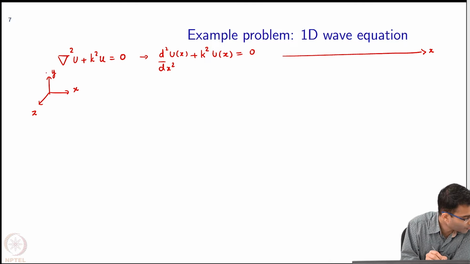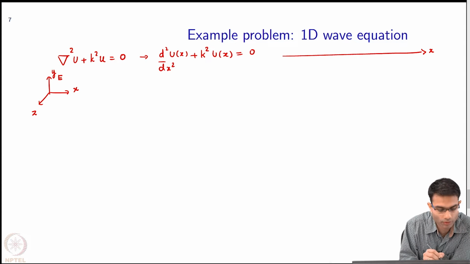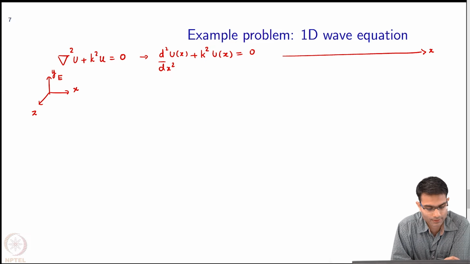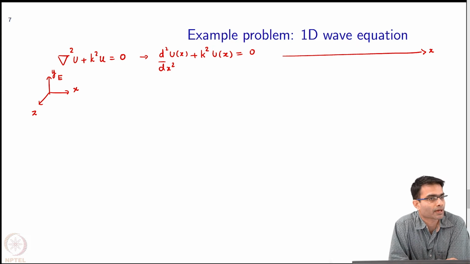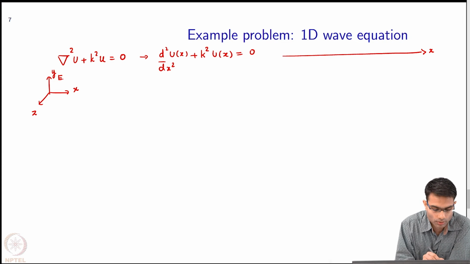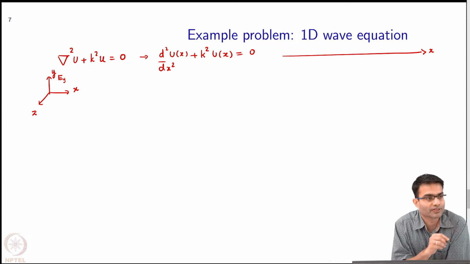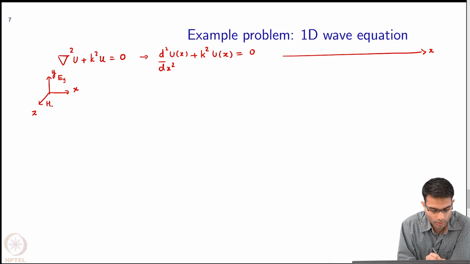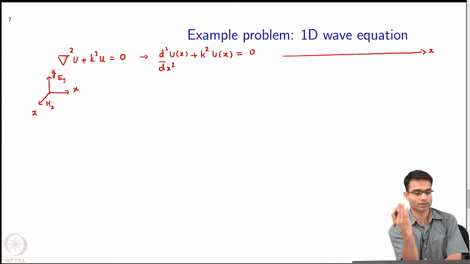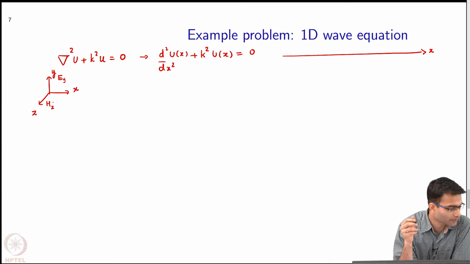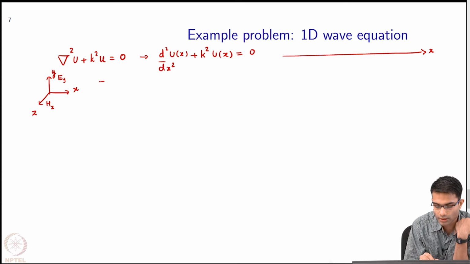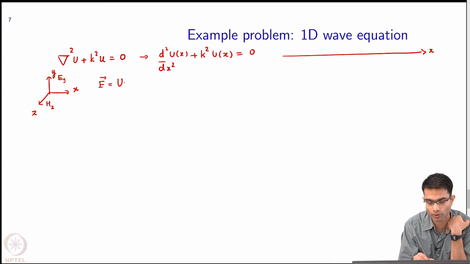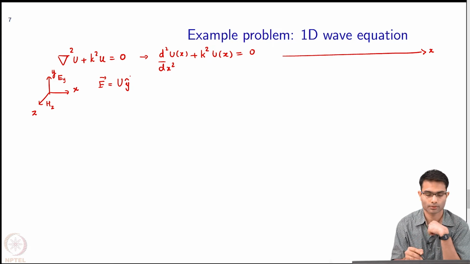And I am going to say that the electric field is along the y axis. If the wave is traveling along x, which direction will we take H along? Z, by your right hand curl rule. E cross H gives me the direction in which the wave is moving. So E I am going to take as my variable over here, u, along y hat.